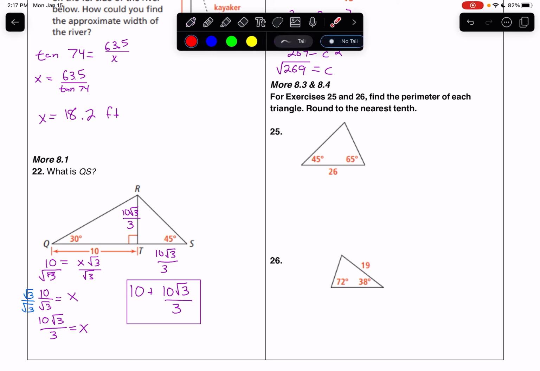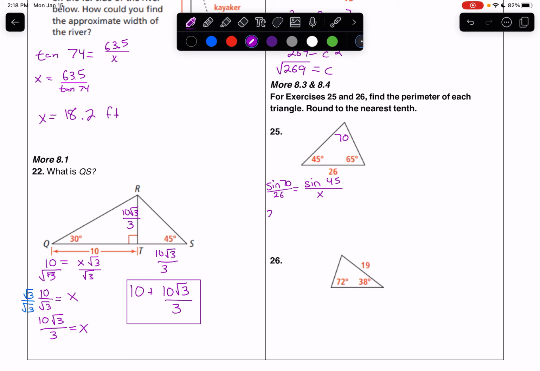A couple more on this page, finding the perimeter of each triangle, which means we need to find the other two sides. If I've got this triangle right here and I need to find the other two sides, I can first find the third angle very easily by subtraction. I find out that that's 70 degrees, and that gives me an angle opposite side pair. I can use that angle opposite side pair along with the law of sines to find the other two sides of this triangle. So I'll use the sine of 70 over 26, since I know that pair, is equal to the sine of one of the other angles, maybe 45, over the opposite side, x, which I don't know.